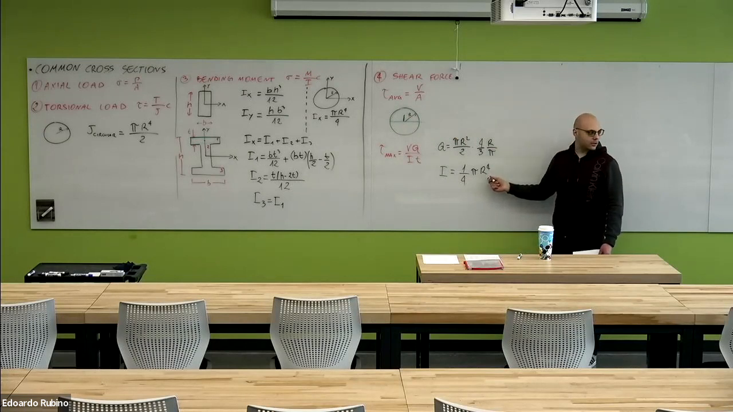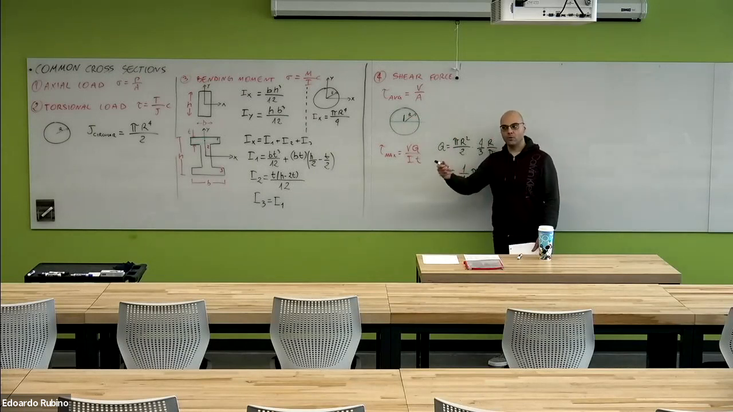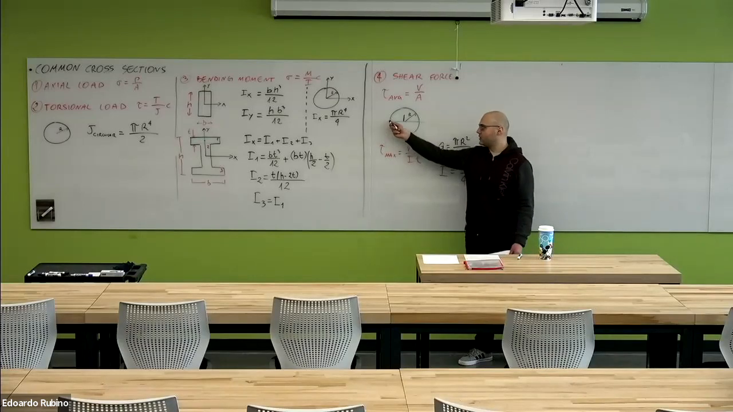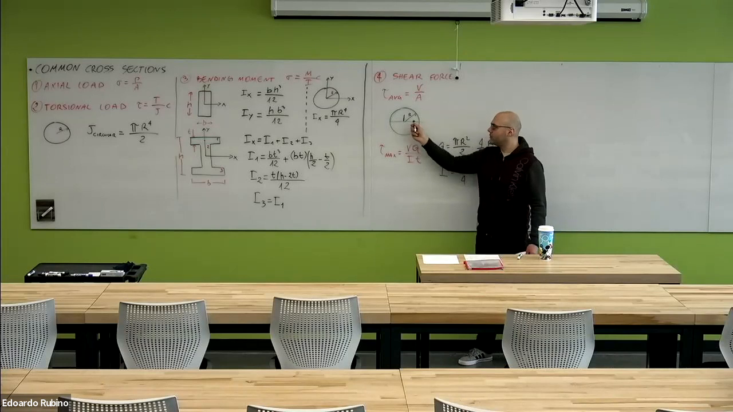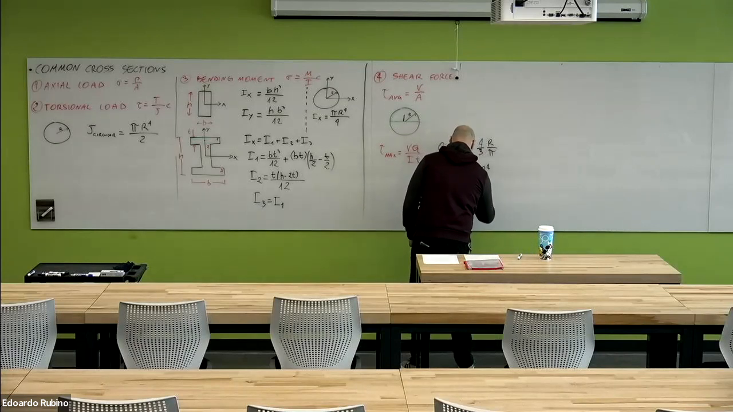And then the last component that we have to look at is the thickness at the location at which we want to determine the shear stress. So in this case, we want to determine the shear stress here. So this means that we have to use the diameter as thickness. So it would be t equal 2 times the radius.